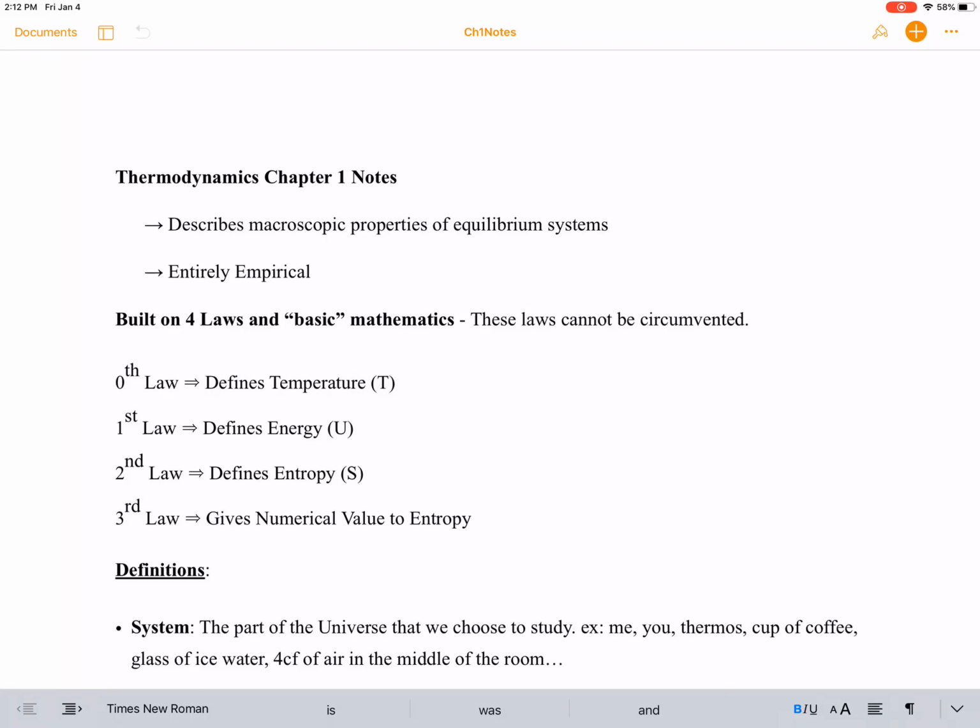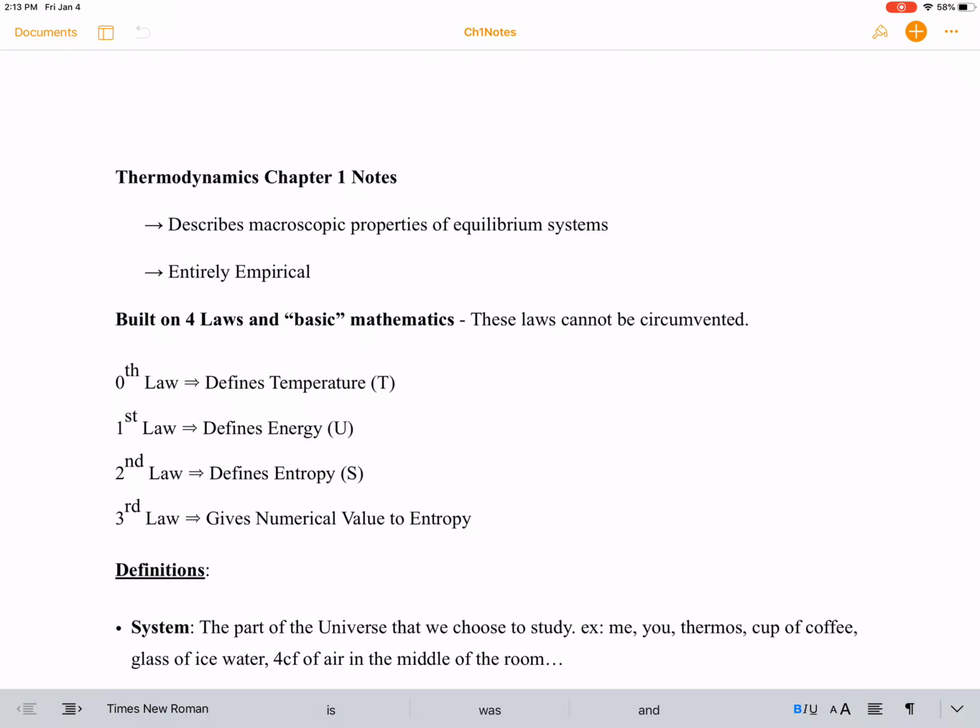Welcome to Thermodynamics. This video will give you just an overview of what we're going to learn and go through some of the definitions in Chapter 1. So first of all, thermodynamics, what we're studying here, describes basic macroscopic properties of equilibrium systems. There is a microscopic level of thermodynamics, and we do touch on that in a few chapters, but what we're talking about here is really the macroscopic properties of equilibrium systems.